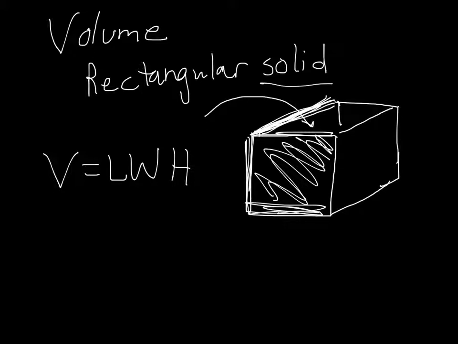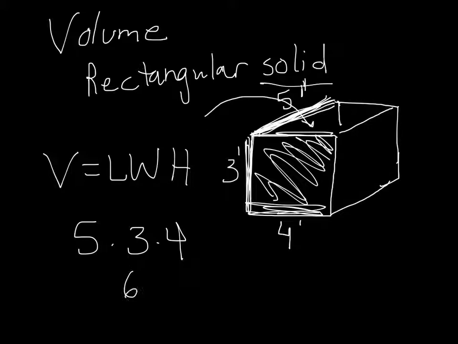So if this is a 3 by 4 by 5, so let's say it's 3 feet tall, 4 feet wide, and 5 feet long, you would then do 5 times 3 times 4, which is 60. And you would label that as feet cubed. Area would have been feet squared, and perimeter is just feet. Okay, you should now be able to fill in question number 3 on your homework.